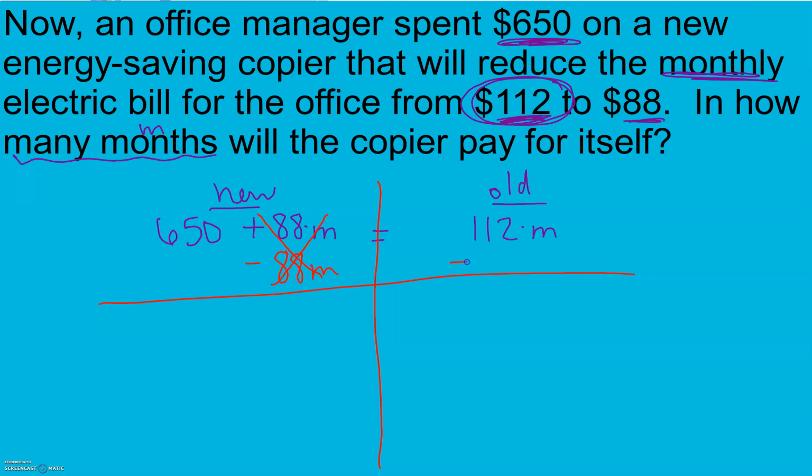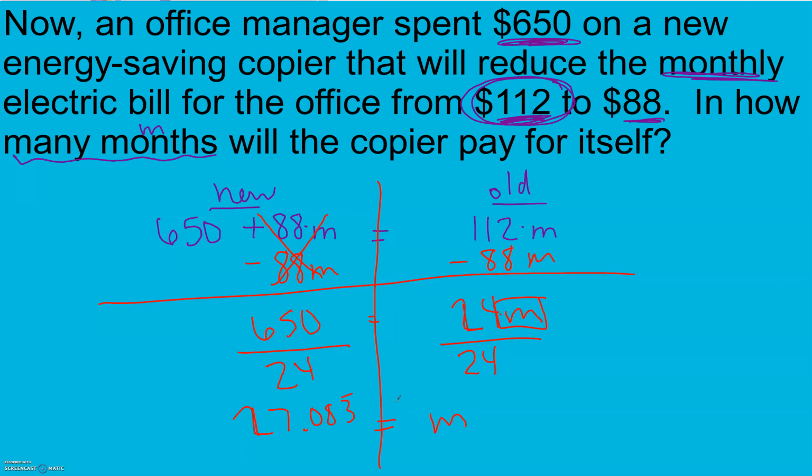To get m by itself, I have multiplication, so I divide. And when I do that, my number of months is going to be 27.083 repeating. But we only get our bills every month. So if it's only 27 months, then we have this little bit here that's still not paid for. So we're going to say after 28 months. It'll take 28 months for it to be completely paid for.